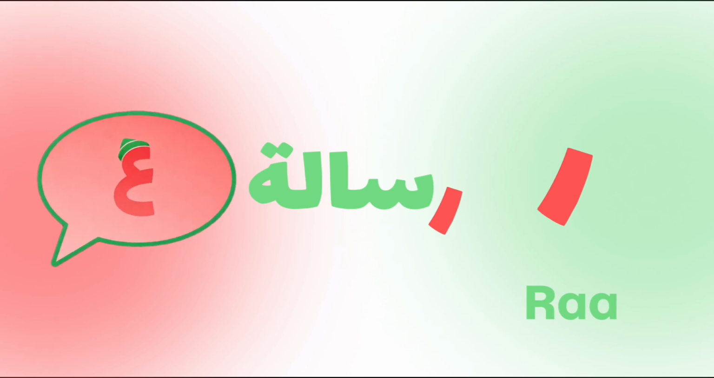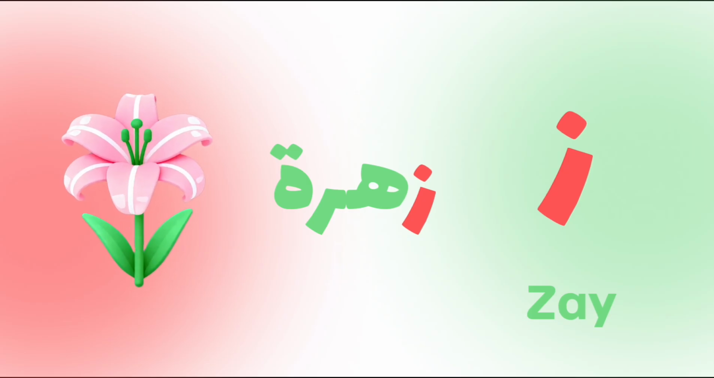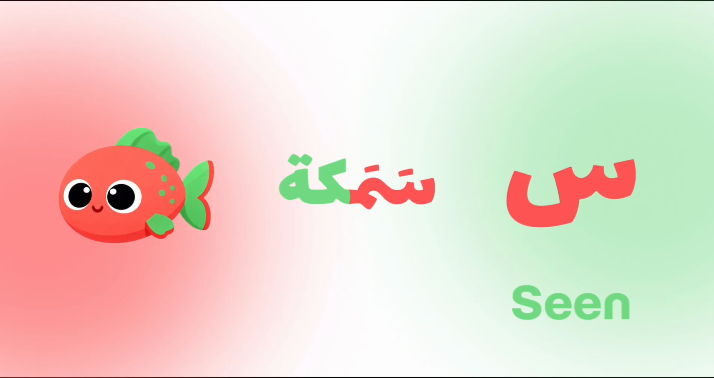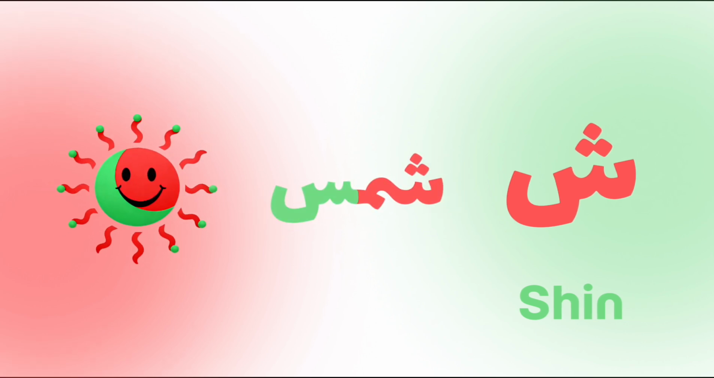Risala, message. Zai. Zai makes the Z sound like in Zahra. Zahra, flower. Sin. Sin makes the S sound like in Samaka. Samaka, fish. Sheen. Sheen makes the sh sound like in Shams. Shams, sun.